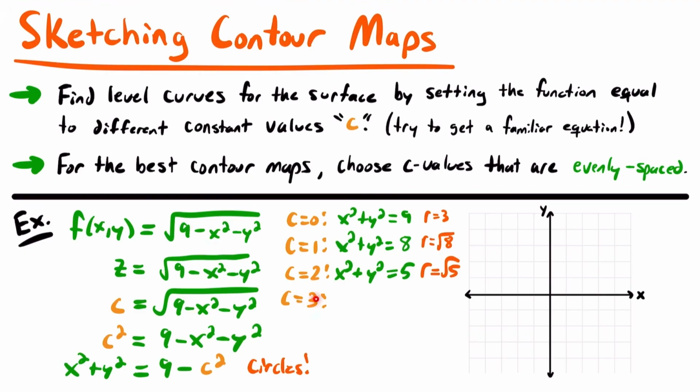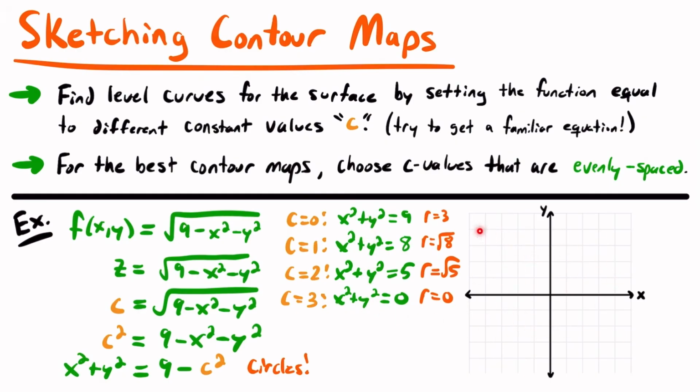All right, but when c equals 3, you'll have 9 minus 3 squared, which is 9 minus 9, which is 0. So our equation is x squared plus y squared equals 0, which is a circle with a radius of 0, which means it's just a dot. It's just a point at the origin of the xy plane. And so now we have all the equations for the level curves that we're going to use to help us visualize this surface. What we want to do now is graph each of these level curves in this xy plane.